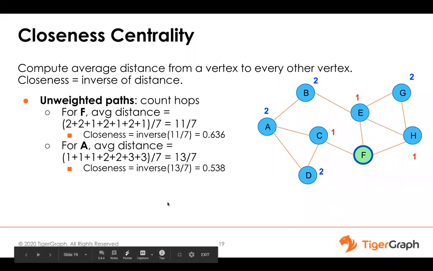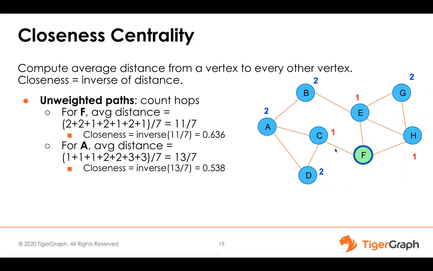And then let's just add these up. This is an unweighted graph. We're just counting the hops. Each edge counts as just 1 unit. So if I sum up, and the order I'm going in is A, B, C, D, E, so A is 2, B is 2, etc. And I divide by 7 because there are 7 other nodes in the graph other than F. So total distance was 11 divided by 7. I take the inverse of that to get the closeness. So the closeness centrality is 0.636.